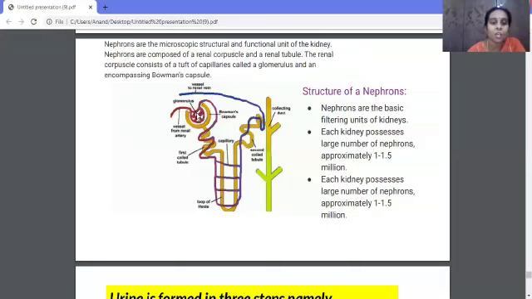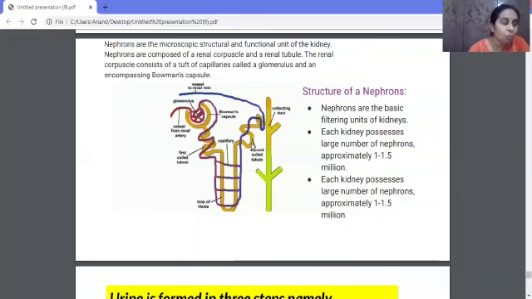Both essential and non-essential substances were filtered, isn't it? So now when the filtrate starts moving to the loop of Henle, selective reabsorption takes place. Now what does the filtrate consist of? Only the non-essential substances are present. So next, moving on to the third step, that is tubular secretion.